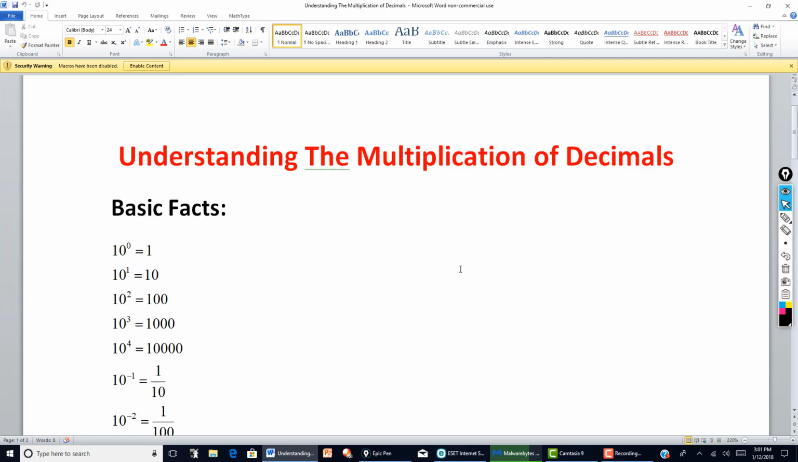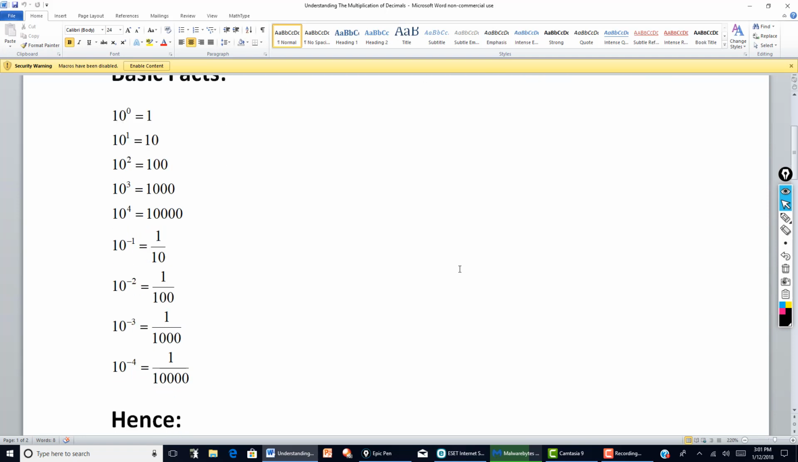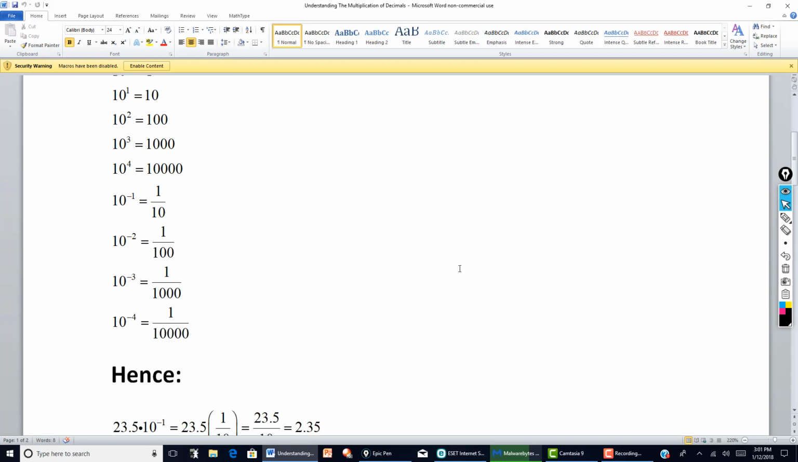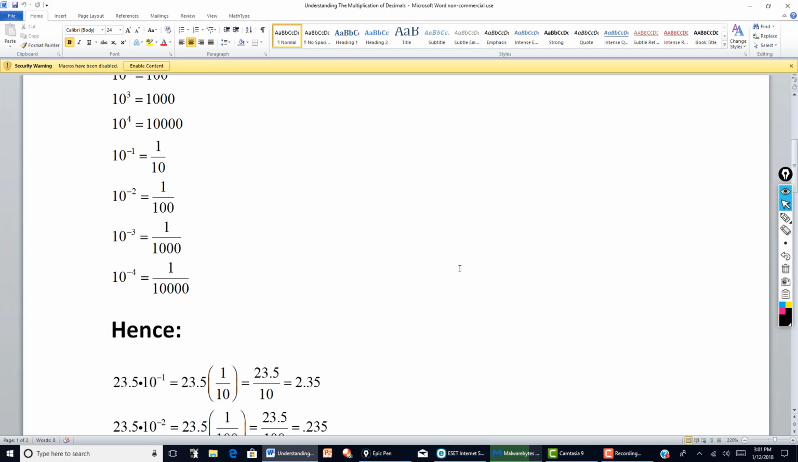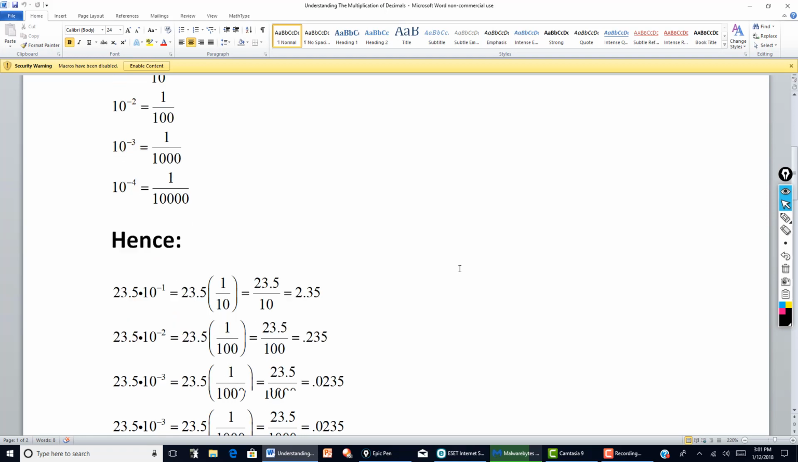Basic facts concerning powers of 10. 10 to the 0 is 1, 10 to the 1 is 10, 10 to the second power is 100, and so on. If you have 10 to the negative 1, it's 1 over 10. 10 to the negative 2 is 1 over 100, and so forth. I also wanted to review some basic ideas that you should know.